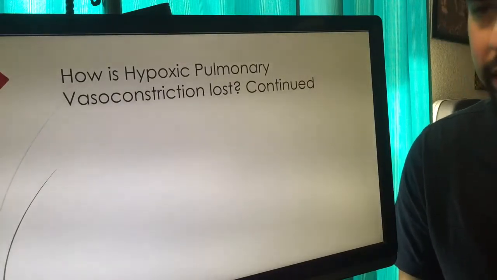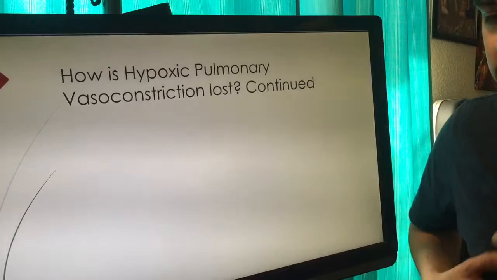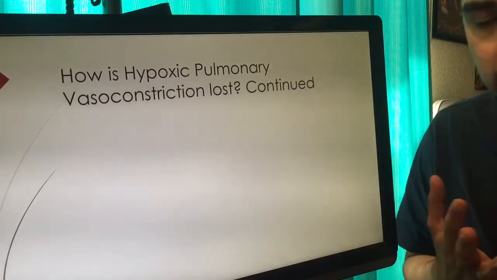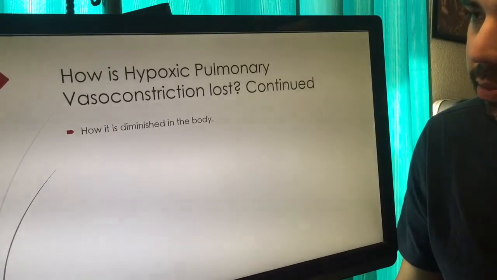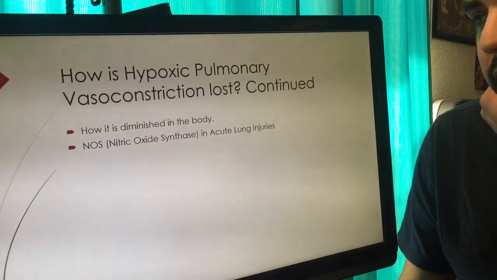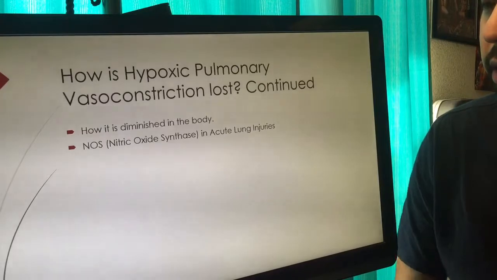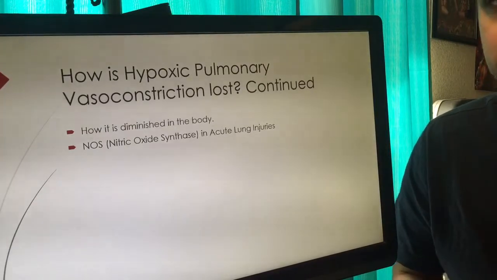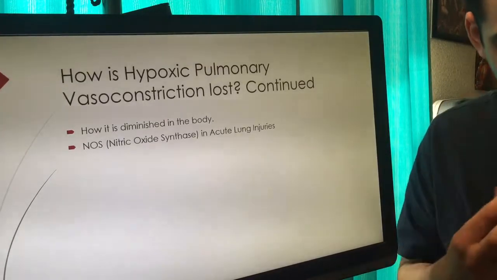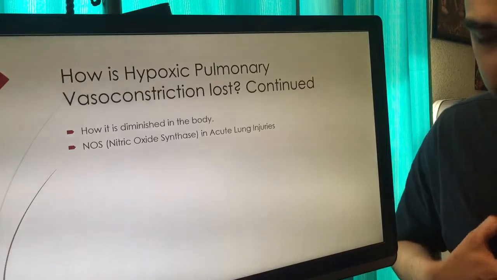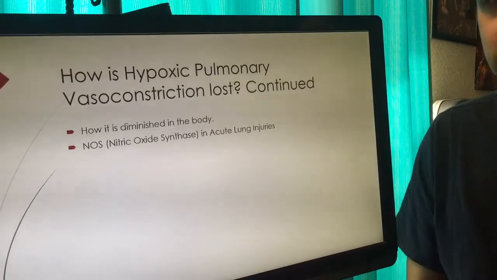And how that happens, if there's no moving of the PVR, that's just going to keep building up. PVR is going to stay increased. It's not going to know where to go. So why is it diminished in the body? It's because of acute lung injuries, and we'll talk about those right now. Basically, nitric oxide synthase is synthesizing in the body, which releases out of the lungs, and it's kind of helping vasodilate in a way during acute lung injuries.